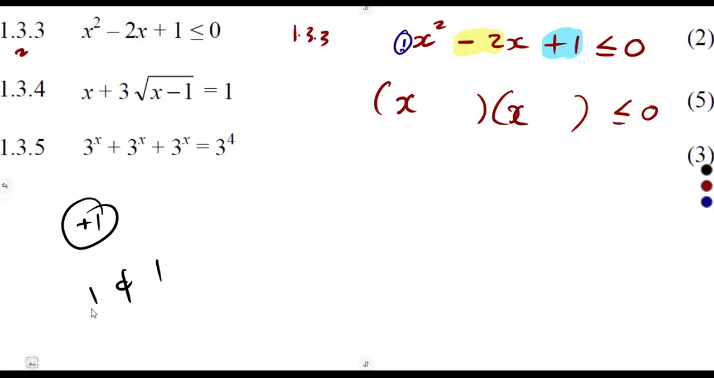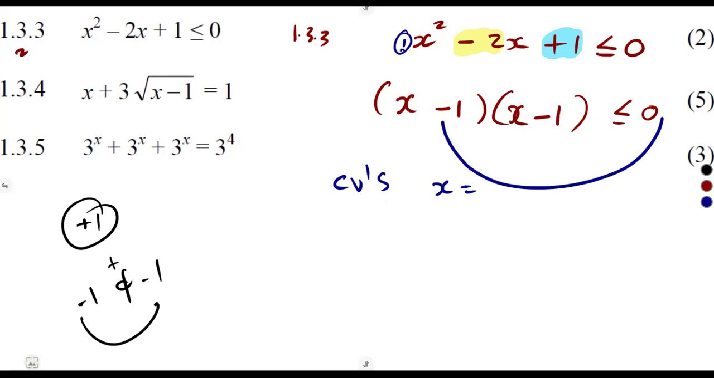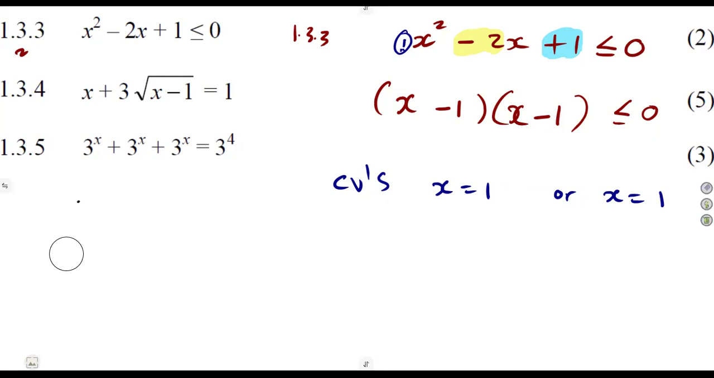But to get a negative 2, it must be negative, negative there. Negative times negative, that's a positive. If we add, that's a negative 2. So that was going to be minus 1, minus 1. So therefore, our critical values: x is equal to what? Minus 1 to the other side is going to give us positive 1. Or x is equal to minus 1 to the other side, which is positive 1. So as we can see, guys, we've got a single solution where x is equal to 1.